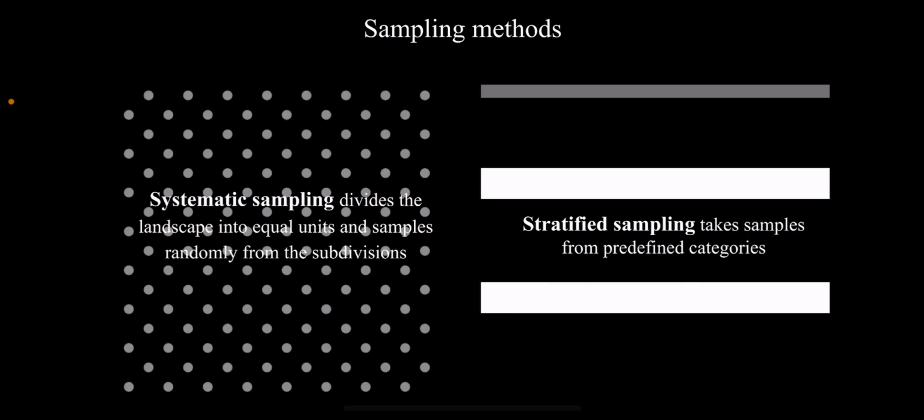Two types of sampling methods we can use on species include systematic and stratified sampling. Systematic divides the landscape into equal units and samples randomly from the subdivisions, such as the equally sized polka dots in the background on the left side. Stratified sampling takes samples from predefined categories, such as the black and white rectangles on the right side.